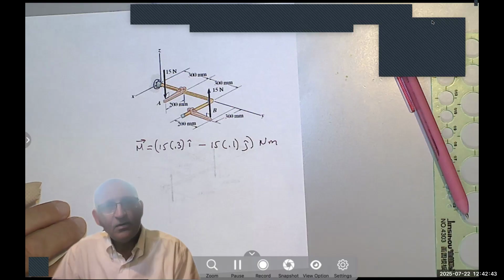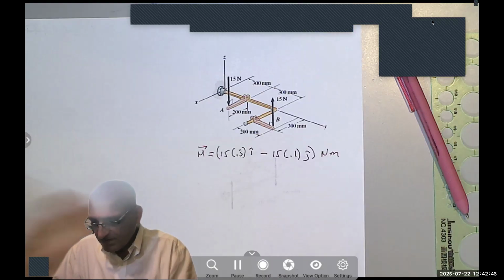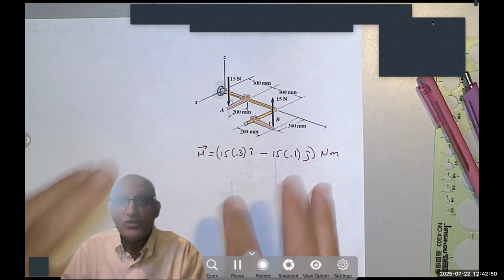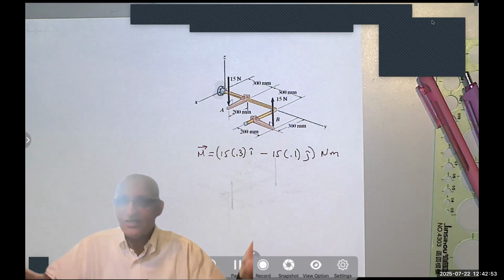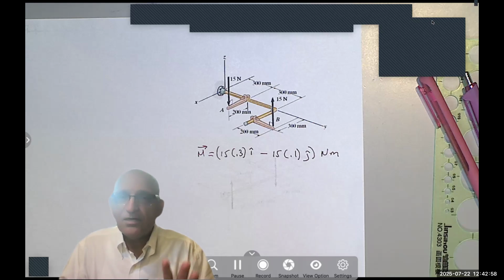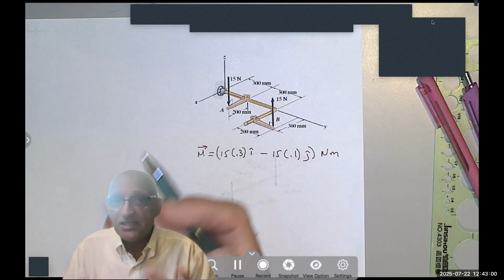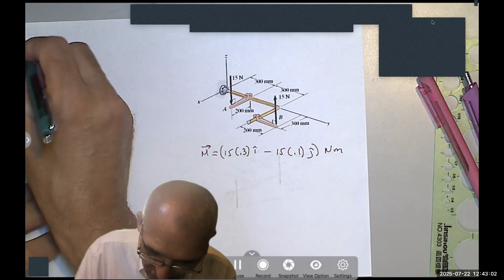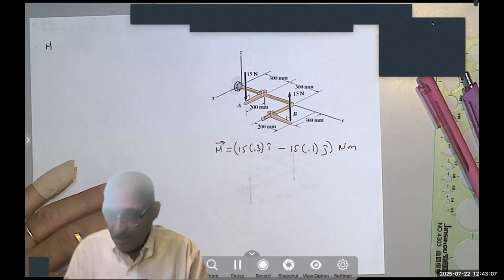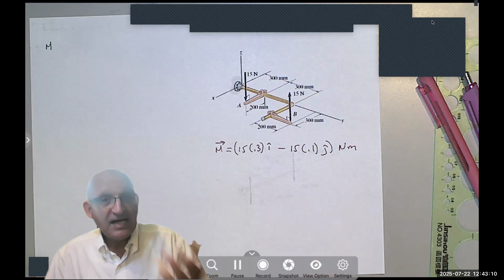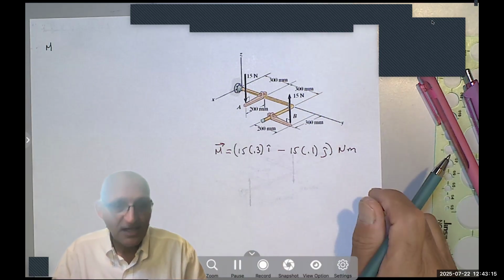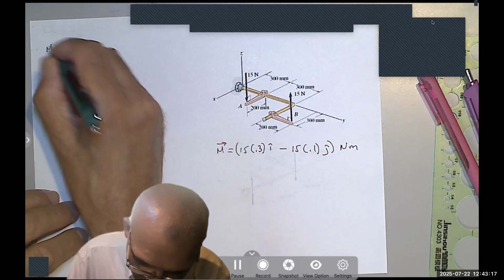Now, I said we can solve this also. If you saw or understood what we did here, you're done. You already know everything about couples. However, I have to show my work, so let me work it out. I can pick a point. If I'm clever enough, I will take the moment about A or about B. I don't care. So let's say I take the moment about point A.